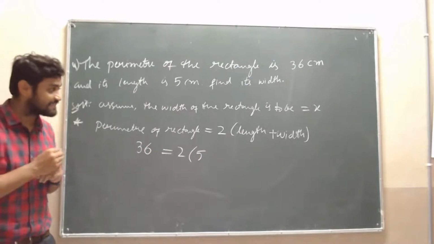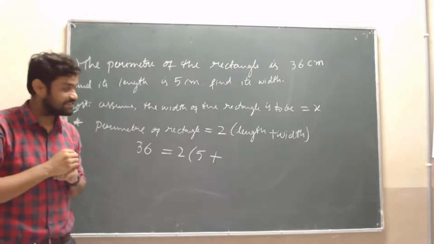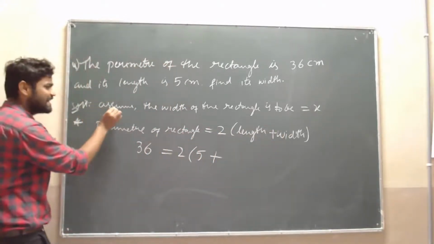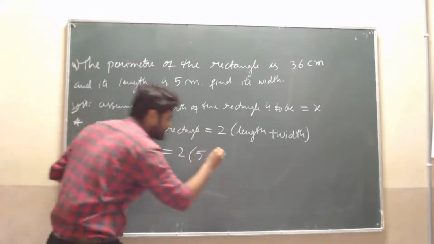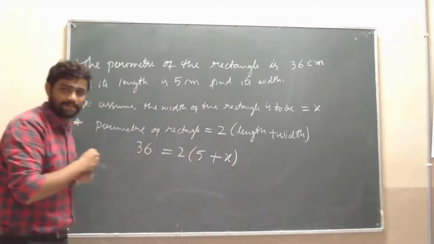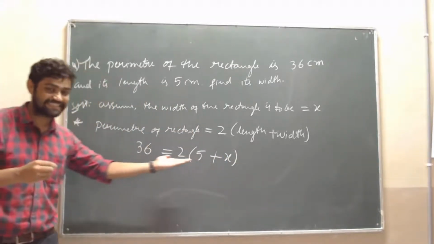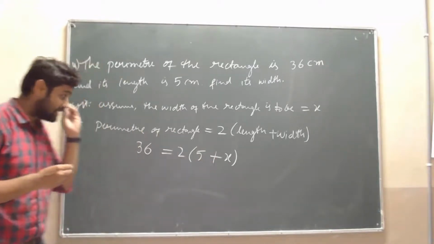I will take plus here. Then width. We have assumed the width of the rectangle is x. Isn't it? That is x. This is the linear equation. We will get this. Okay, this is the linear equation. Now solve it.